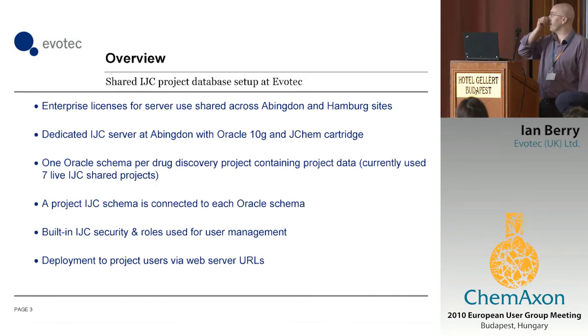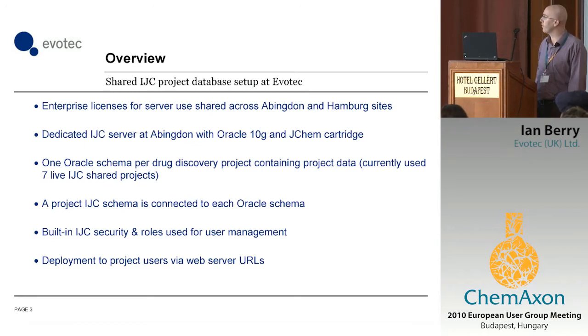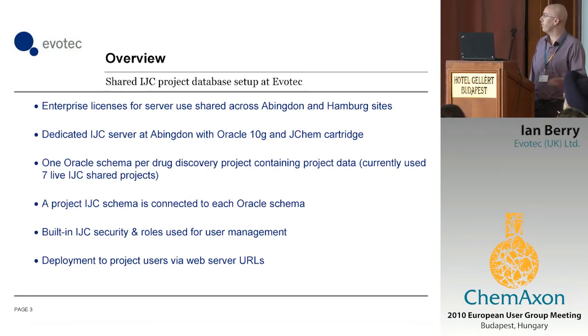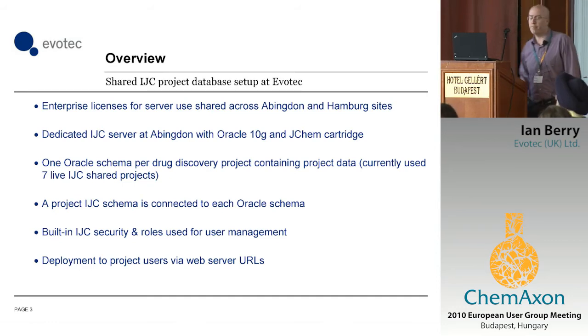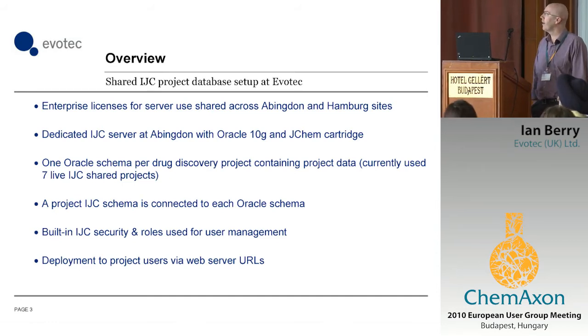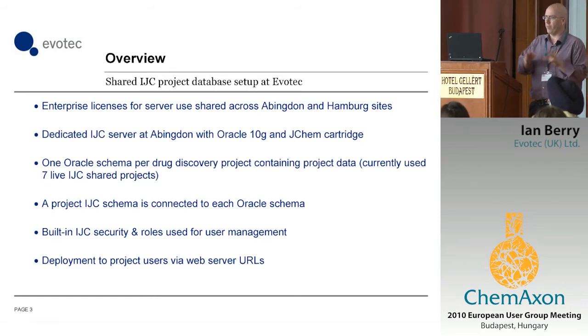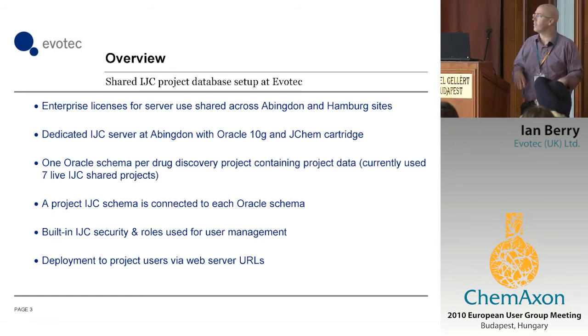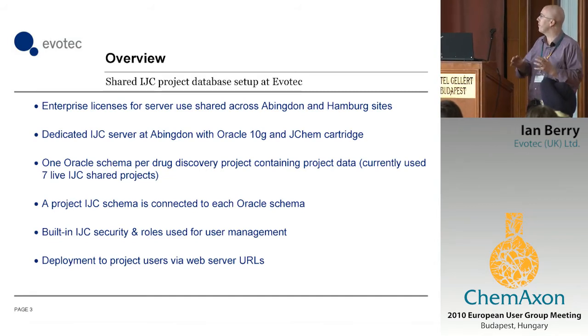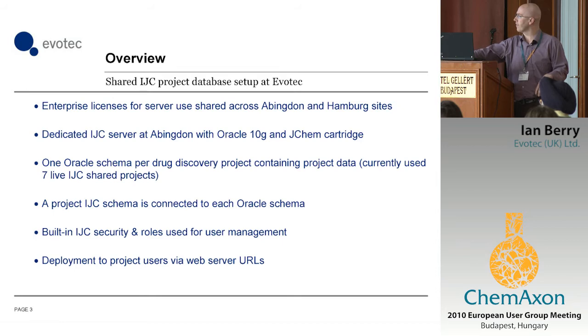So our setup for IJC at Evotec, at the moment we've got the enterprise license to use it, both on the desktop, but also to use it with our Oracle cartridges and databases. And that is the route that we're trying to go, to centralize all the databases rather than having lots of different local databases on everyone's desktop, like the proliferation we have with some of our ISIS databases. Having them all central means we can control them, make sure that people are using the right schemas, and store data sensibly so we can do a bit more management.